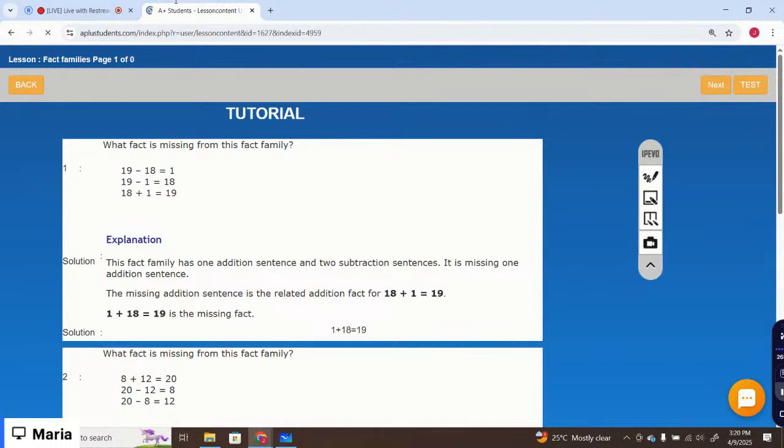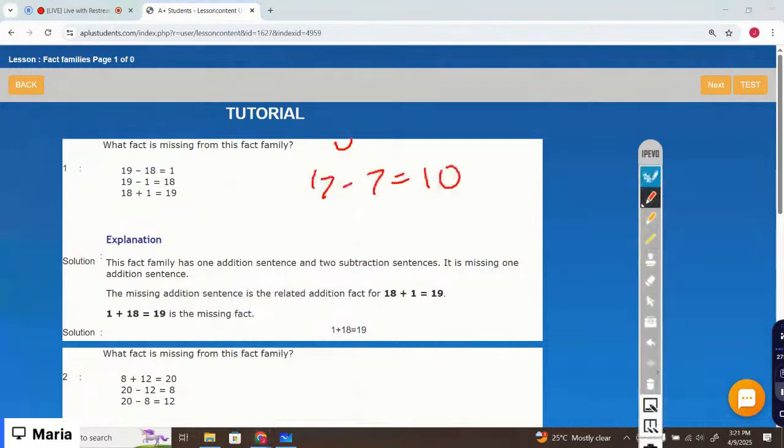Basically, the fact family has two addition sentences and two subtraction sentences, right? For the given one, we are given two subtraction sentences, but only one addition sentence. That means the missing one is the addition sentence. We just learned the addition fact and subtraction fact, so they are exactly the same thing. So the second addition fact is 1 plus 18 equals 19. That is the fact that is missing.